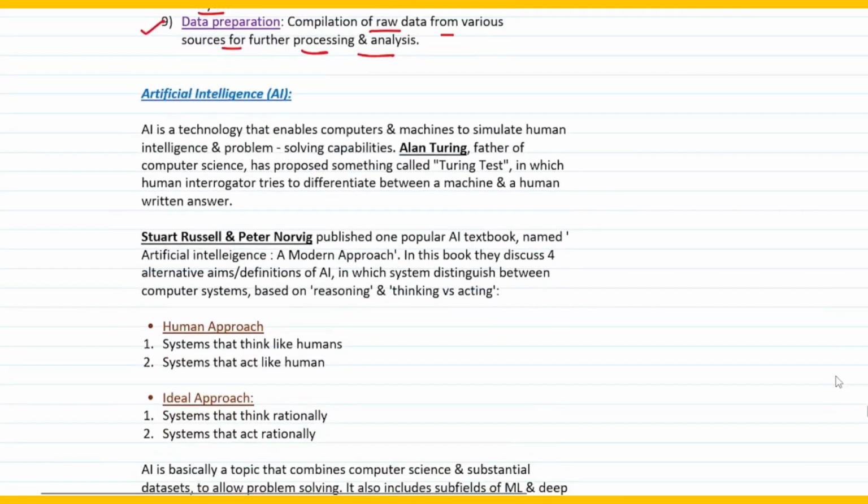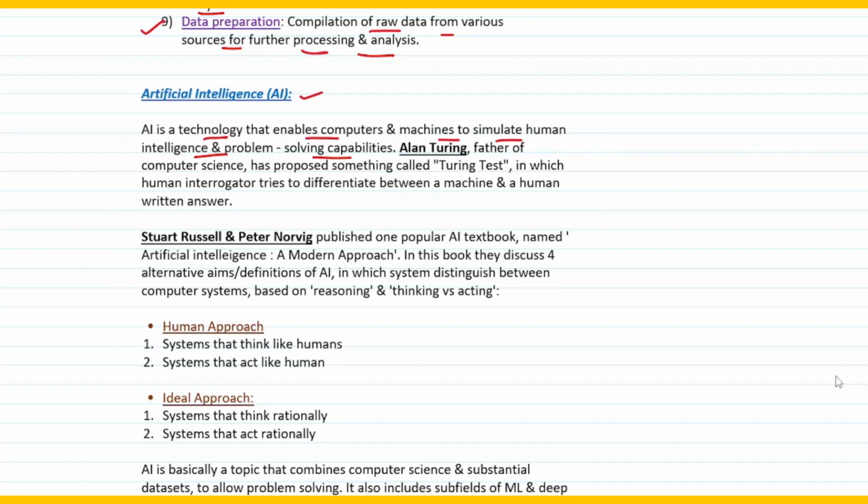Okay, now we move on to the next sub part, which is artificial intelligence, right? Artificial intelligence is a technology that enables computers and machines to simulate. Simulate means to copy, or they work the way human intelligence does, right? So basically it is a technology that enables computers and machines to simulate human intelligence and problem solving capabilities. So AI is a technology which can copy or simulate human minds for any kind of problem solving, right? So that's what artificial intelligence is all about.